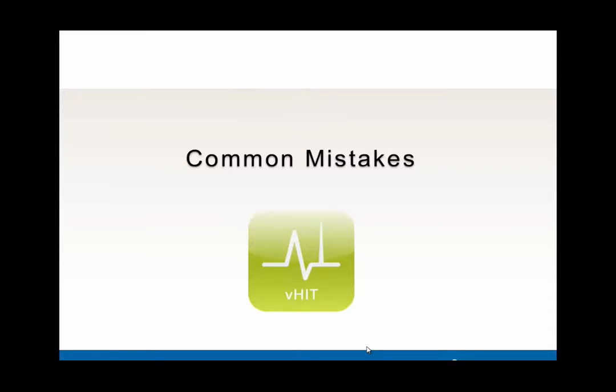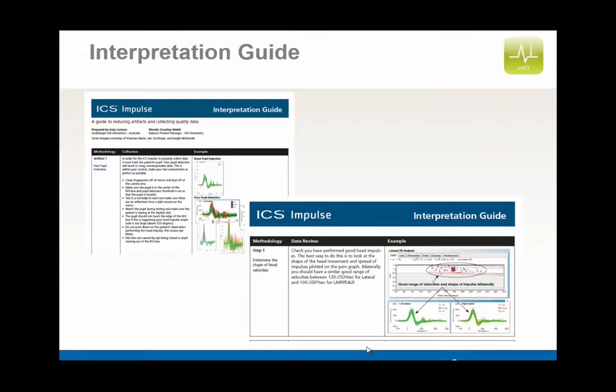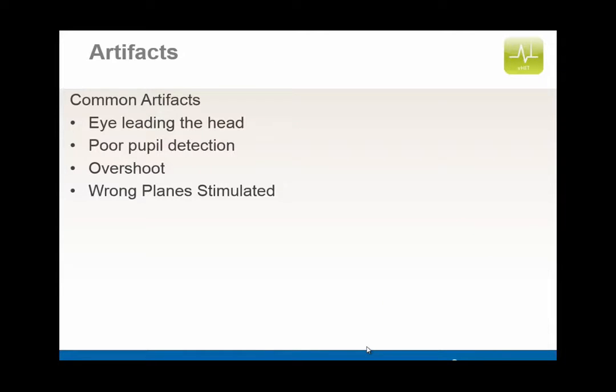Let's talk about common mistakes. So in your head impulse system, there is the interpretation guide, and the interpretation guide talks about artifacts, and it also talks about looking at the data or interpreting the data. So common artifacts: the eye leading the head, poor pupil detection, overshoot, and then also wrong plane stimulated.